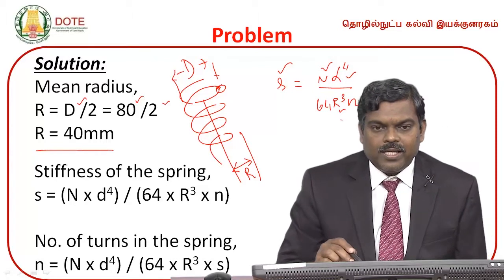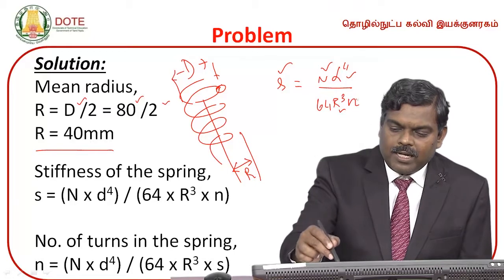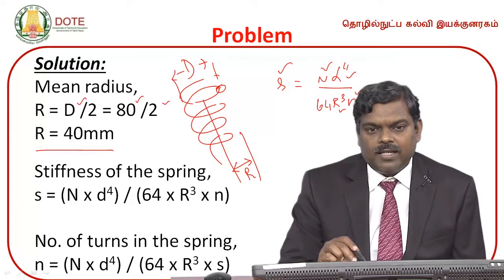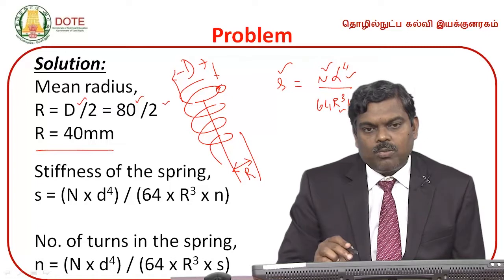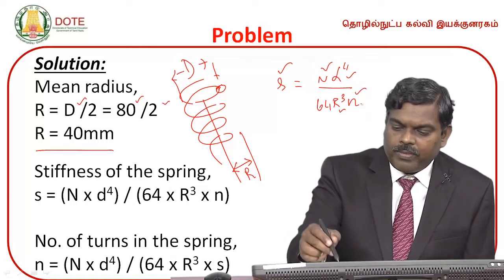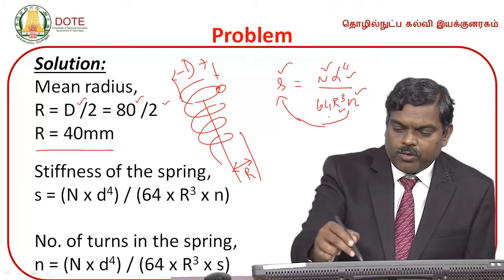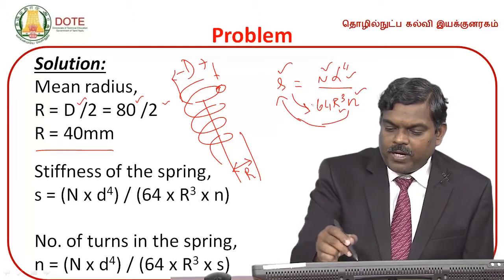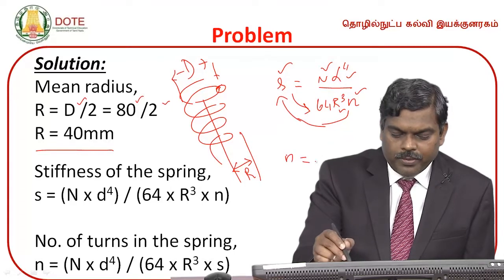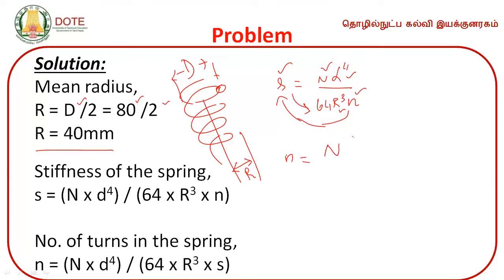Then next, small n. What is n? n is the number of coils or number of turns in the spring. இந்த problem-ல் என்ன கண்டுபிடிக்கணும்? நம்ம n கண்டுபிடிக்கணும். So என்ன இந்த side கொண்டு போகிறோம், S-ஐ கீழே கொண்டு வருகிறோம். அப்போ formula: n is equal to, ஓகேங்களா, capital N into d to the power 4 divided by 64 R cube into S.